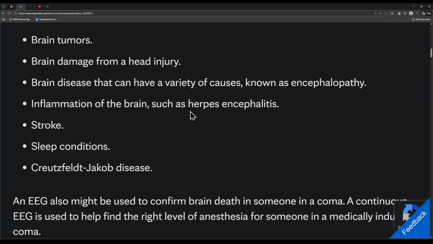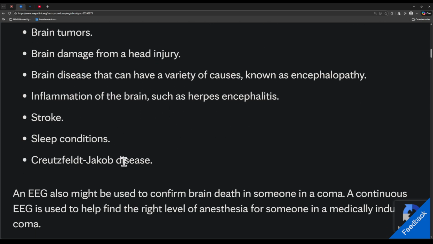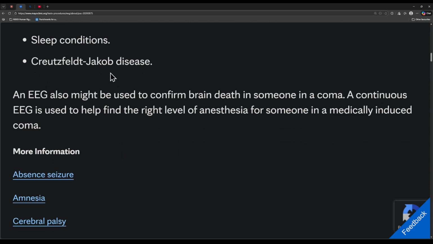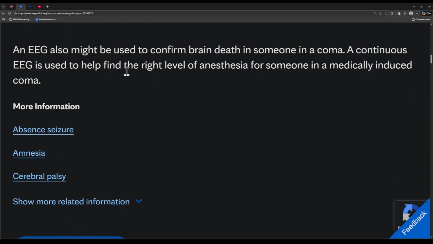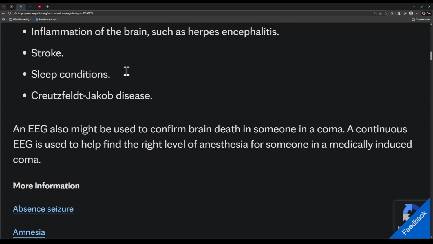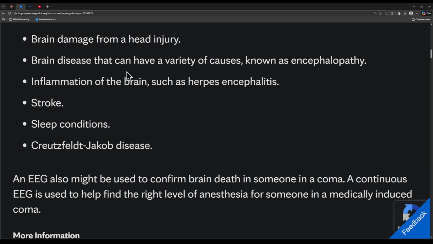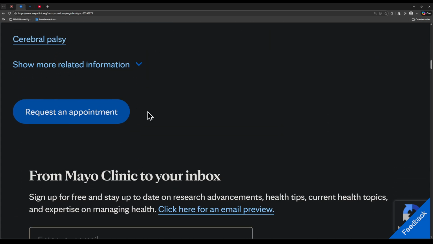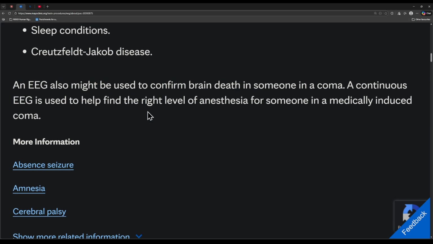So it's basically part of the very positive side of this: brain tumors, injury, brain disease, inflammation of the brain such as herpes, and strokes, sleep conditions. All of these. You see, the brain disease, the brain functions, and also conditions like cerebral palsy, which is the one I want to find.